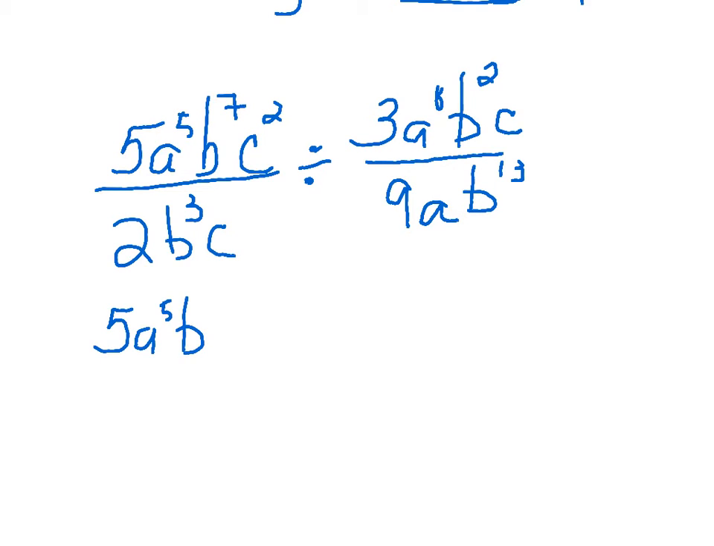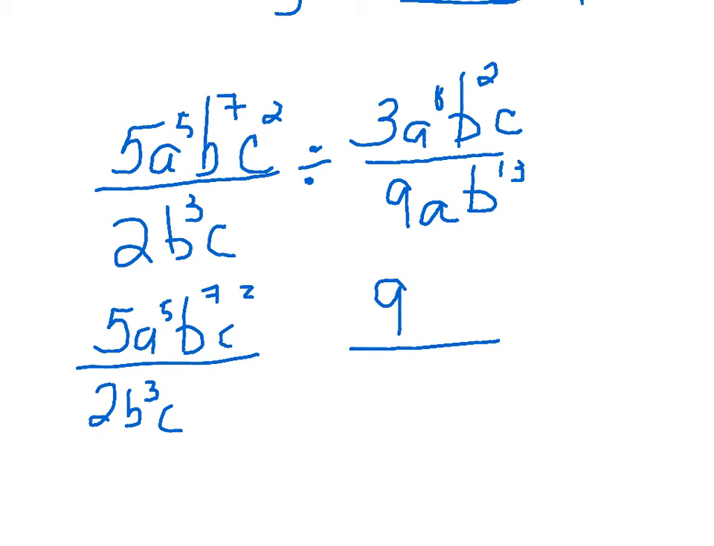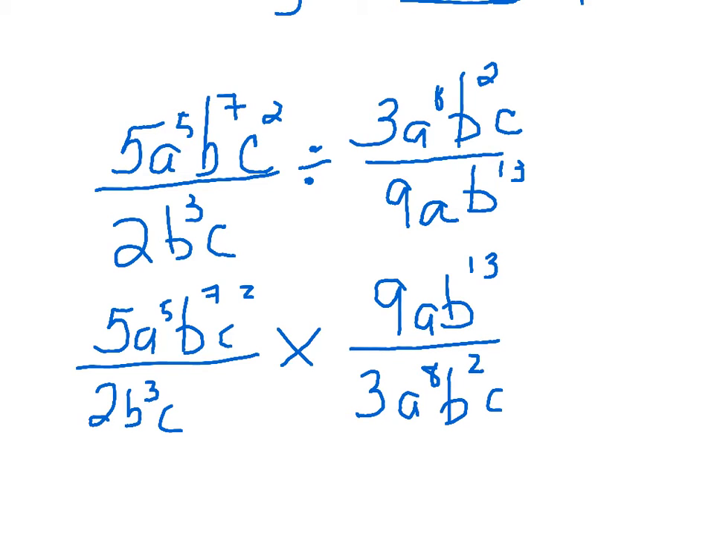5a to the 5th, b to the 7th, c squared, over 2b cubed c. Rewriting, flipping, 9a, b to the 13th, over 3a to the 8th, b squared, c, and turning this into multiplication. I took up a lot of room, didn't I? 9 times 5, 45. a to the 5th times a to the 1 gives me a to the 6th. b to the 7th times b to the 13th gives me a whopping b to the 20th. And c to the 2nd power is all by itself there.